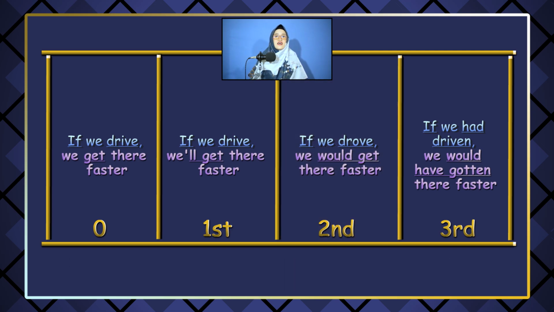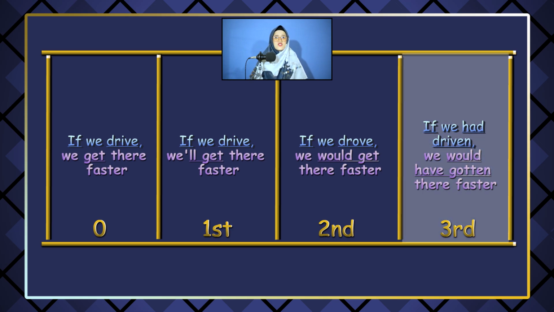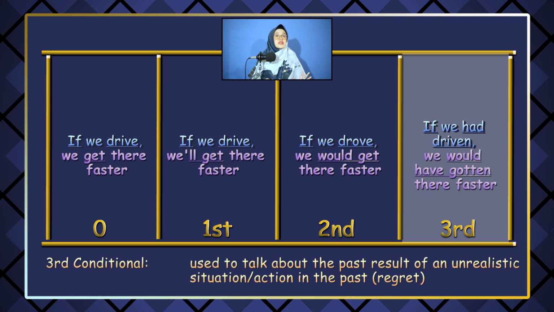Third conditional. We arrived at John's house 1 hour late. If we had driven, we would have gotten there faster. So the third conditional is used when you regret a decision that you made.